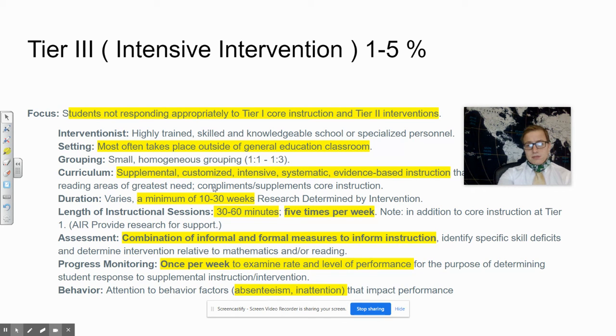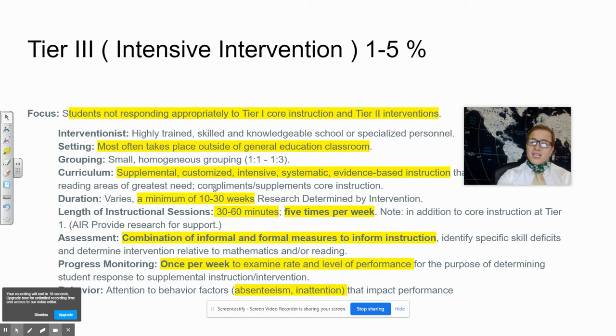Tier 3 is 1 to 5%. This is going to be only highly trained, skilled, and knowledgeable school personnel. So me as the multi-classroom teacher, perhaps a curriculum coach, perhaps somebody else, a reading coach. It most often takes place outside of the general education classroom. It's also small and homogeneous, so we're looking at 1 to 1 or 1 to 3 in our groupings.